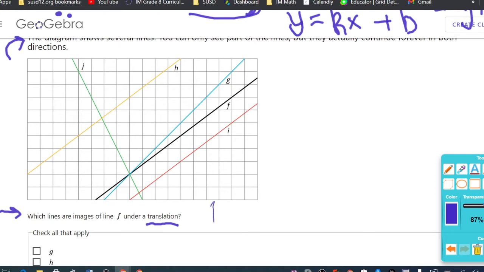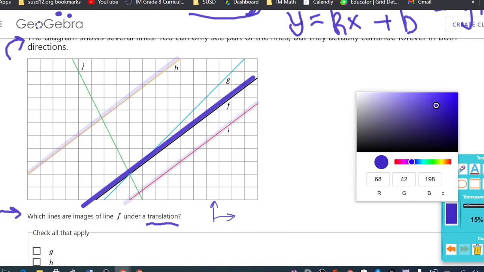Translation is just moving in one direction or another with no rotations. So here is line F. Which line shows a translation of line F? If it is a translation of line F, you know it's going to have the same slope because there'll be no rotation. So I'm going to make line F here a little bit bolder to see. Okay, where are other lines with the same slope? How about line H? Look at that. It appears to have the same slope. So does line I. These appear to have the same slope.